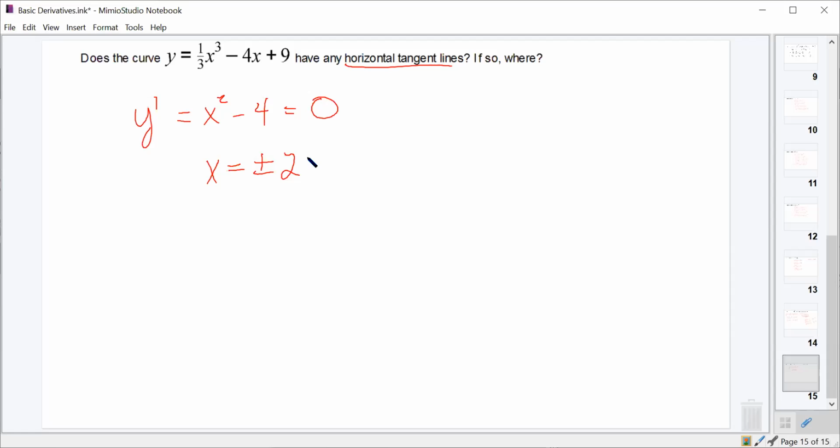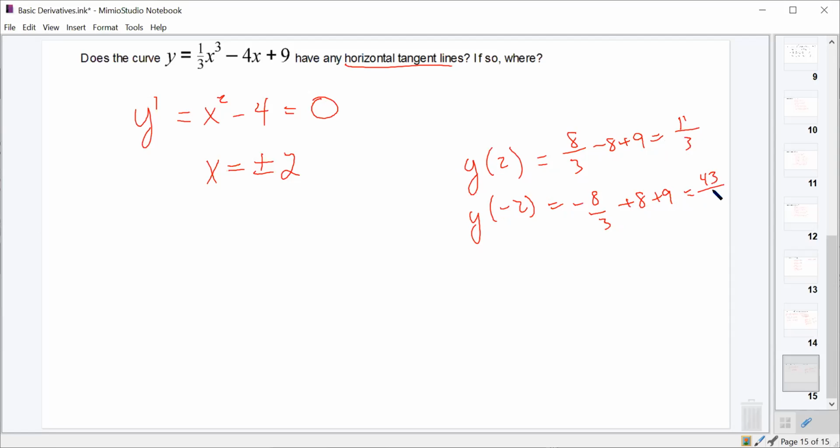That's locations. If we wanted to figure out what the actual values were, we'd figure out what's y of 2 and y of -2. So if I plug in 2, that's 8/3 minus 8 plus 9. What is that, 11/3? And if I plug in -2, that's -8/3 plus 8 plus 9. That's 43/3.